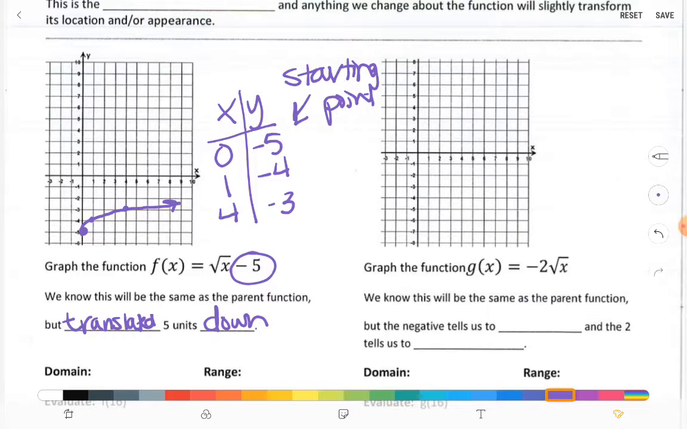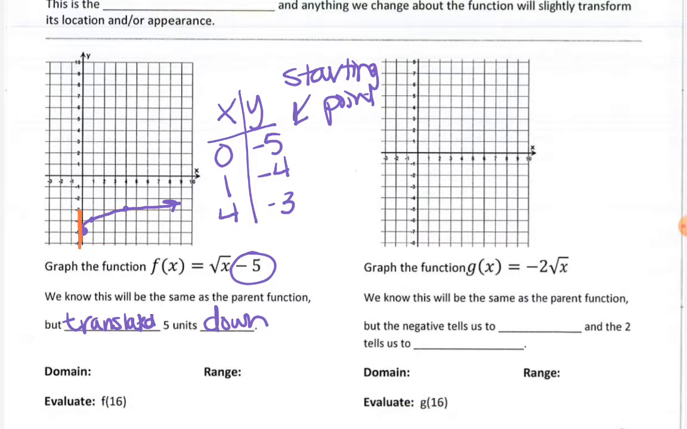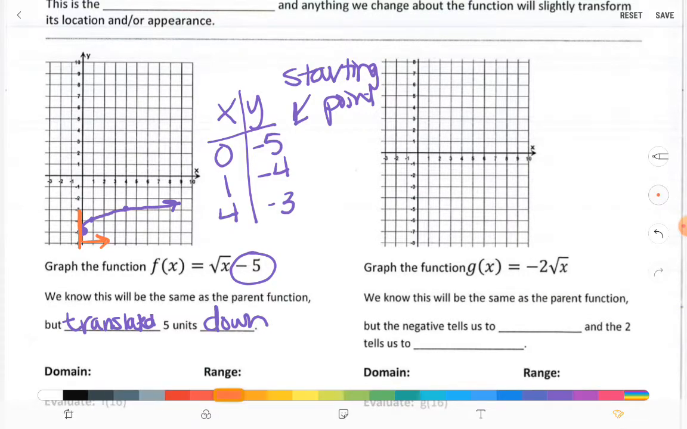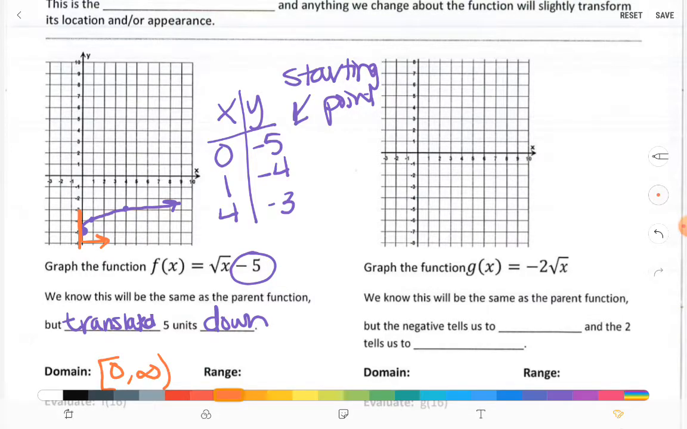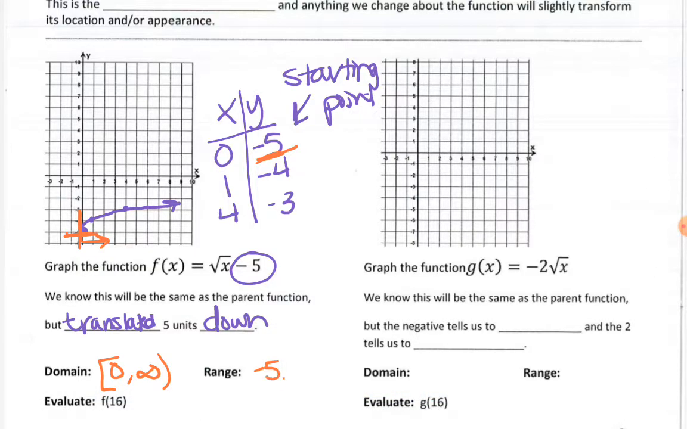So with our domain, okay, the domain again is the x values. So we're starting here at 0 still, and we're going towards all those positive numbers. So the domain hasn't changed. The domain's going to be the same. However, the range. Now, the range above was starting at 0, but now it's starting at -5. So it's going to be from -5 to infinity.